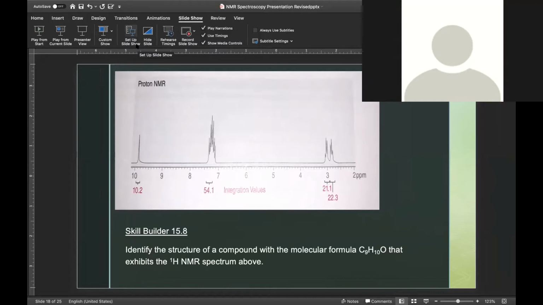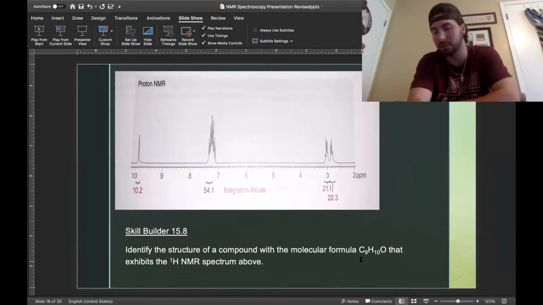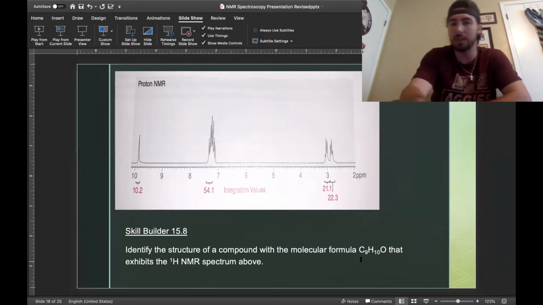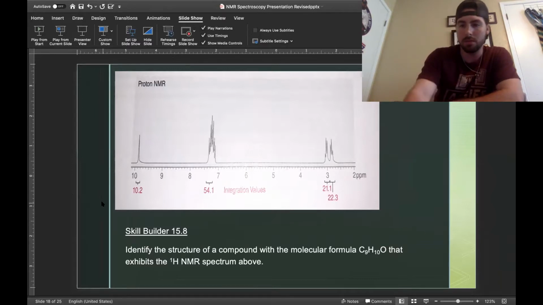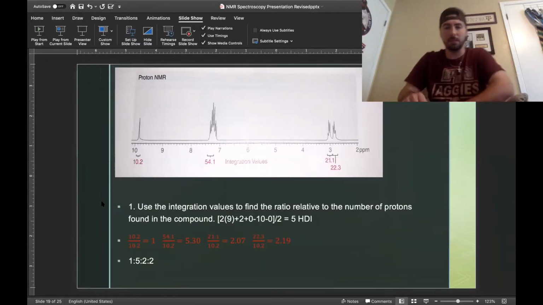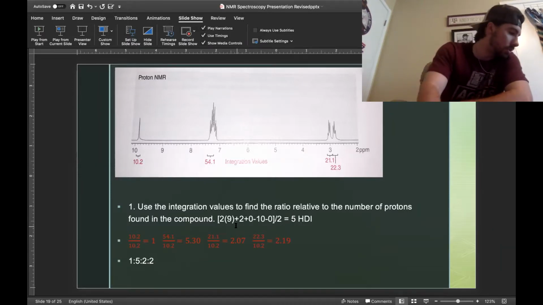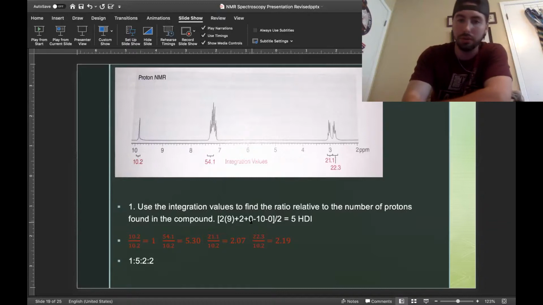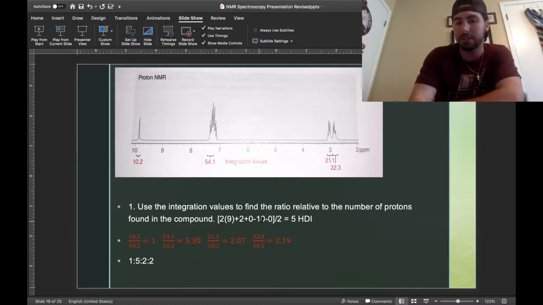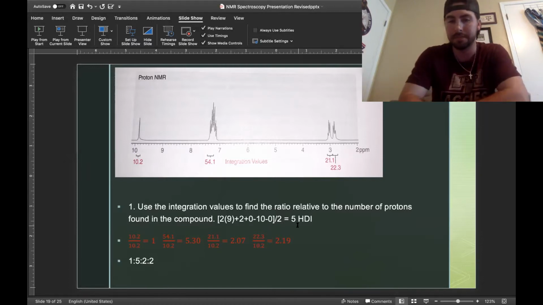Okay, so my example is really similar to the first one she did, whereas the molecular formula is almost identical. But here's the NMR spectrum, and you can see the integration values here. So first I calculated the HDI. So 9 carbons times 2 plus 2, no nitrogens, minus 10 hydrogens, and there's no halogens, divided by 2, I get 5 as my HDI.